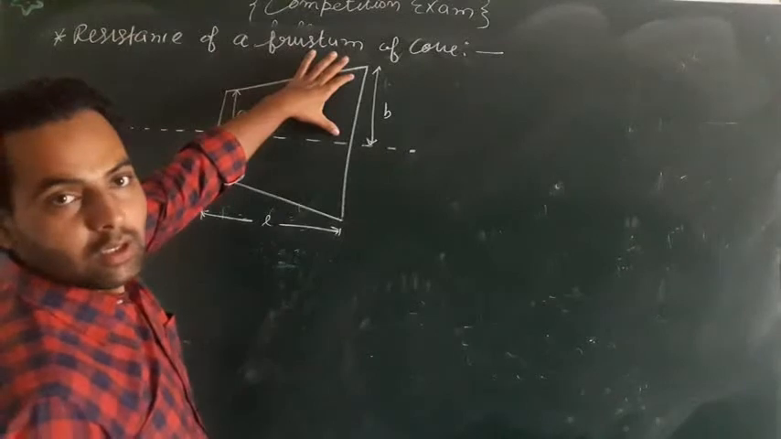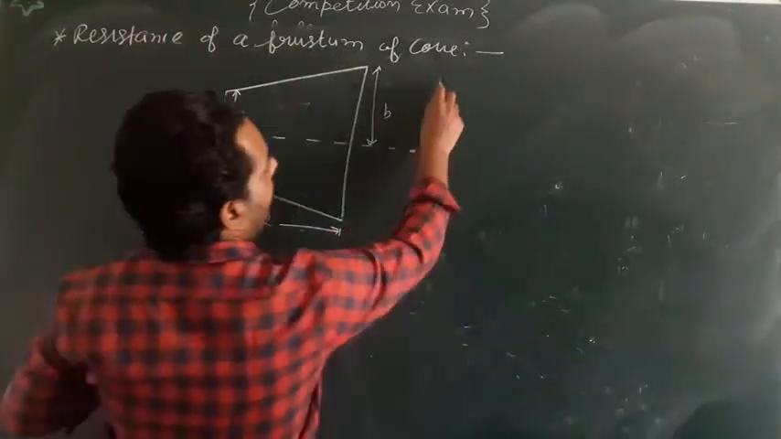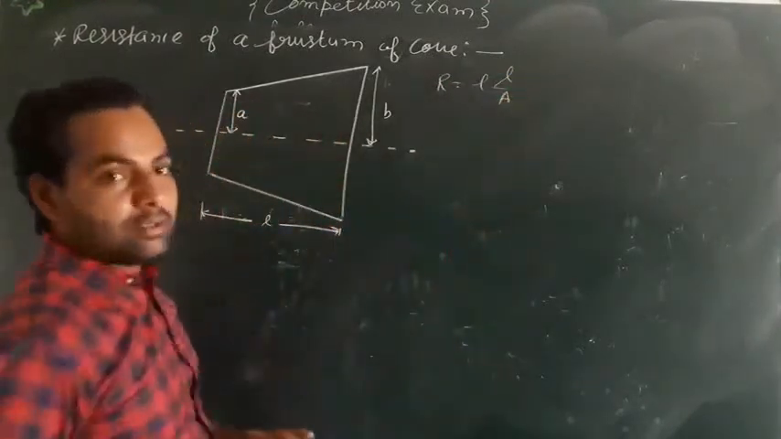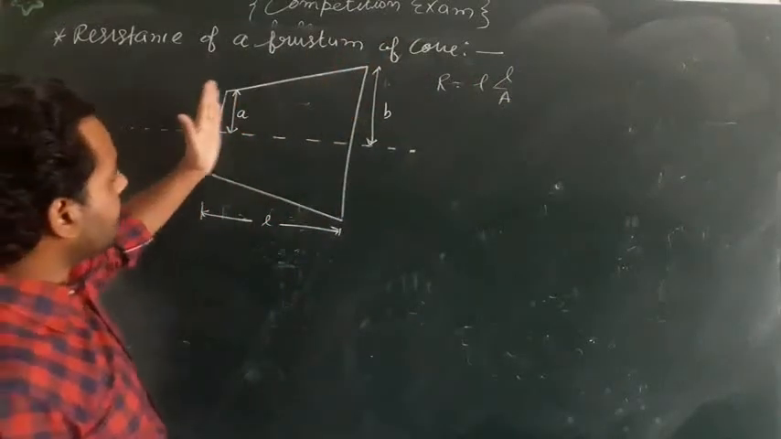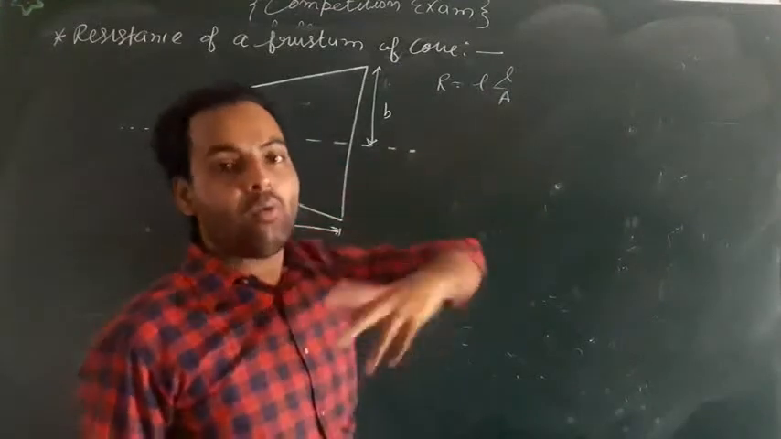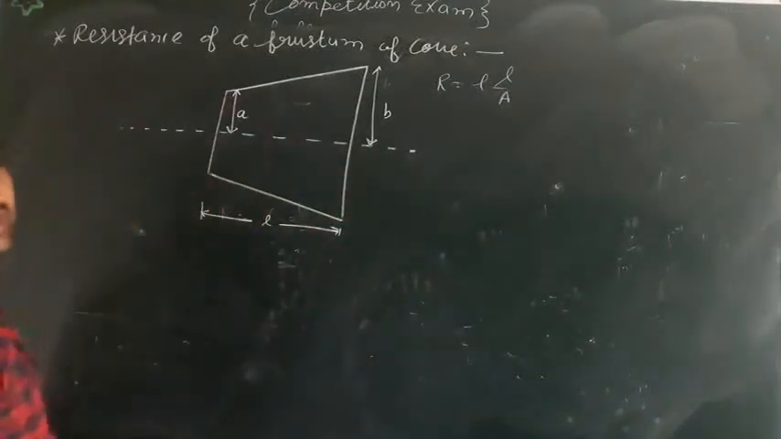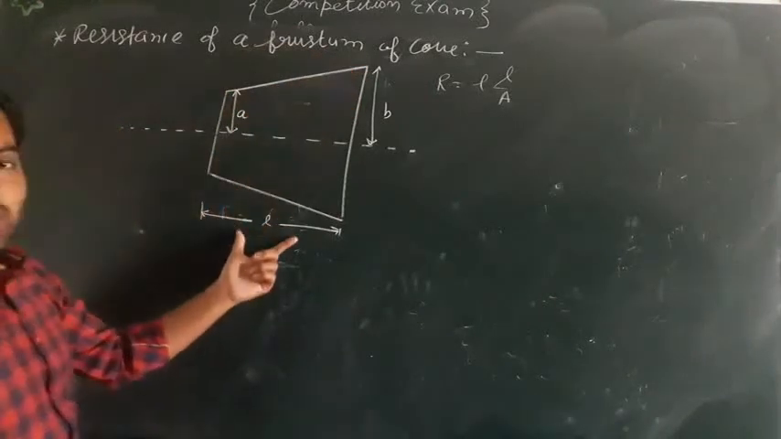radius B. Previously, if we wanted to find the resistance, we had the formula R is equal to rho L by A. Clear? So this area is uniform, but in this case, when we are moving from this point to this point, the area is increasing. So the area is not uniform, then how do you calculate the resistance of the frustum? First we will see that this is A and this is B, and the length of this is L.